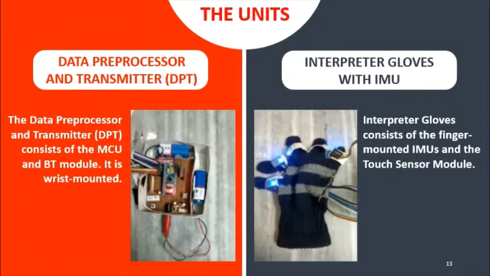The image on the left shows the data preprocessor and transmitter unit. It consists of the microcontroller unit and the Bluetooth module. It also has an adjustable wristband. The image on the right shows the interpreter gloves, which consists of the 5 IMUs, that is the inertial measurement units, and also the touch sensor module.